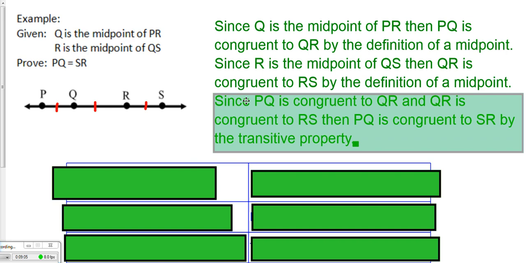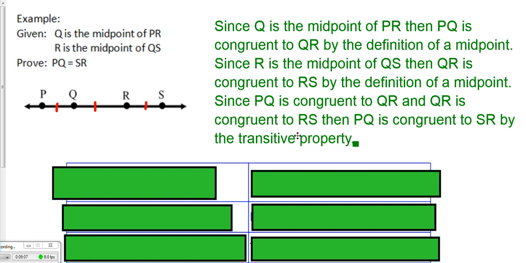Thus, we can see on our drawing, using the transitive property, PQ is going to be congruent to QR. QR is congruent to RS. Thus, PQ is congruent to SR by the transitive property. This equals this. This equals this. So, this one equals this. So that would be a paragraph form of a proof.